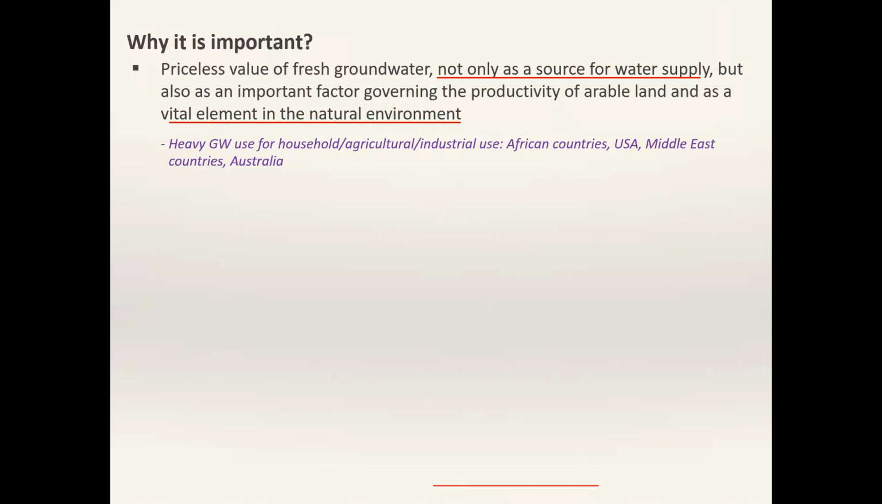Now, why is it important? This is according to some literature. It is a priceless value of fresh groundwater, not only as a source for water supply, but also as an important factor governing the productivity of the arable lands and as a vital element in the natural environment. Now, there are so many case studies that they have found because of the sea level rise and seawater intrusion, the coastal aquifers now have become unproductive.